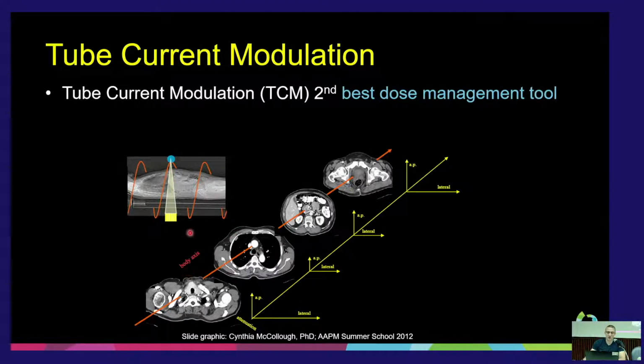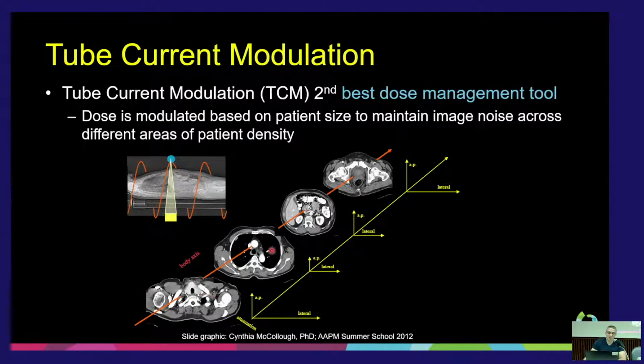As we go through the anterior-posterior at certain angles and certain positions of the body, say here in the shoulders, it might not need as much radiation, but as it goes laterally through the shoulders, it's definitely going to need more radiation. And as it goes down the z-axis through the body, the lungs might not need as much radiation because they're mostly air, but once you get to the pelvis, there's a lot of bone, so the radiation dose might come up. The goal of tube current modulation is basically to keep the image noise fairly consistent, slice to slice through the body.